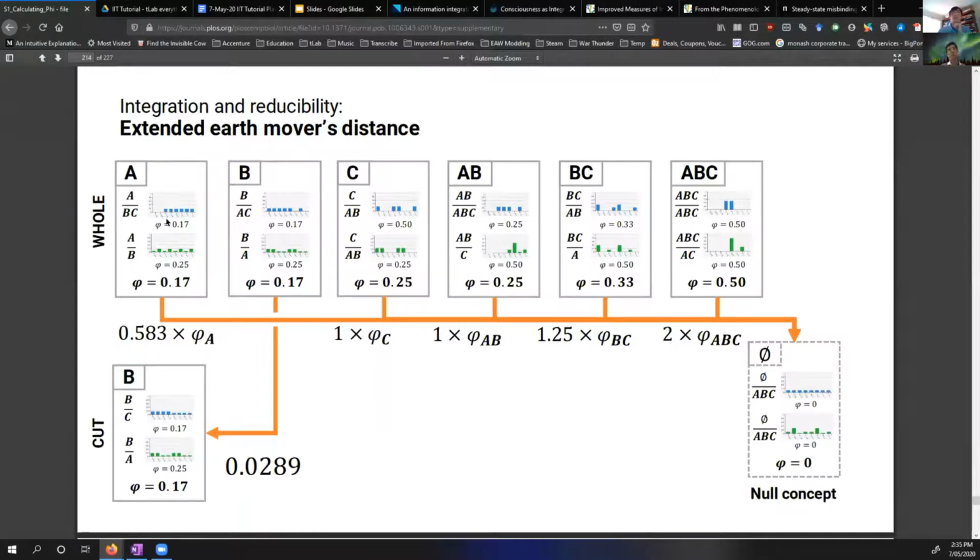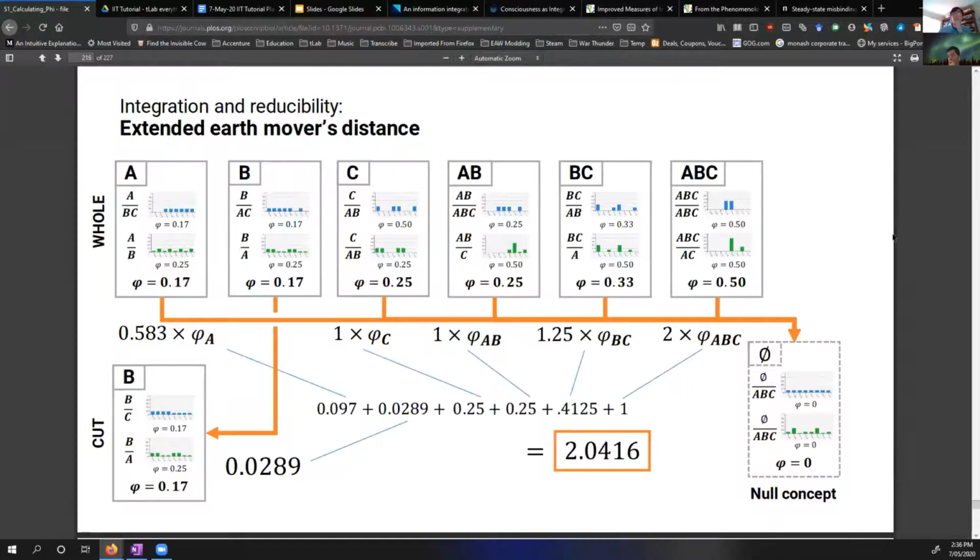And once again, you find the Earth mover's distance between this distribution here in blue and this one here in green. You just sum those together and weight by the degree to which the concept originally existed, which is 0.17. So this would be 0.583, which is the conceptual distance between these distributions here and here, weighted by the degree to which the concept exists, which is 0.17, and the same for each of these. So this would be a conceptual distance multiplied by the integrated information of the concept.